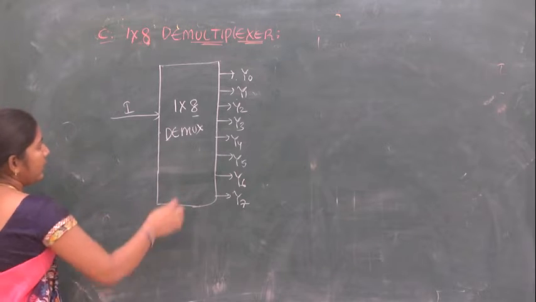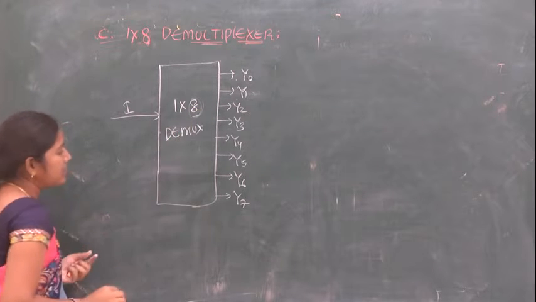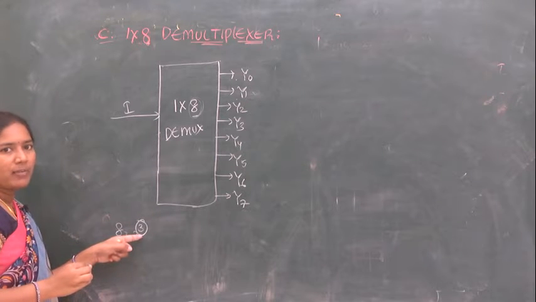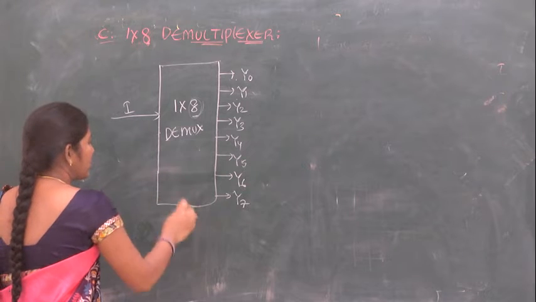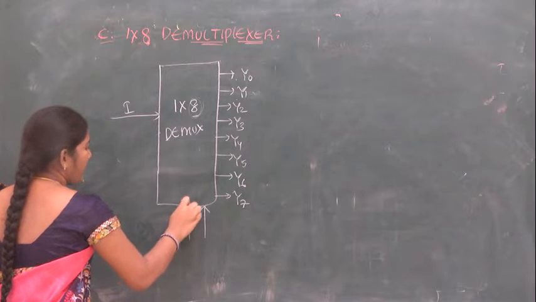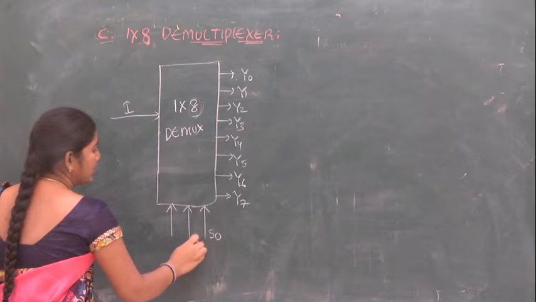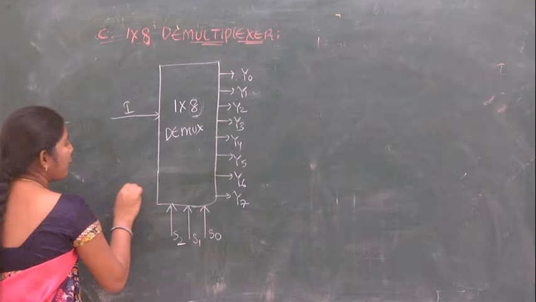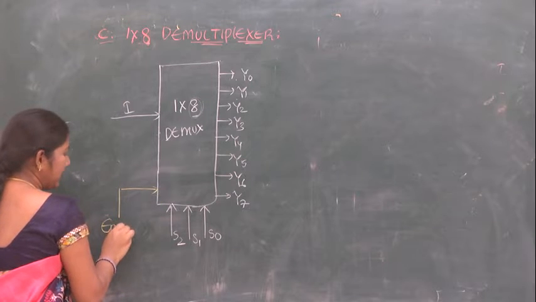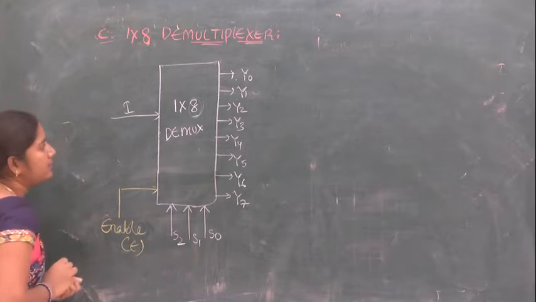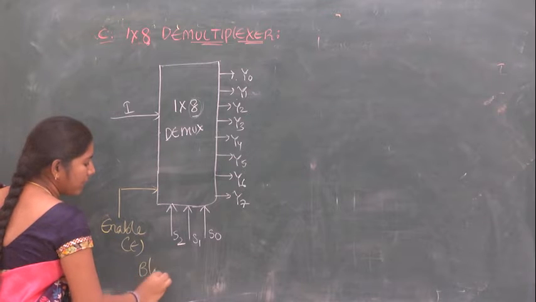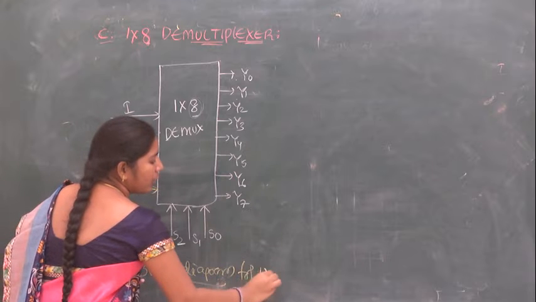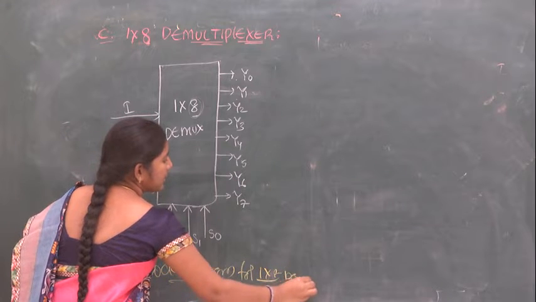Okay? And as we are having 8 outputs, we can write 8 as 2 cube. This power value is always the selection line value. So here we require 3 selection lines. We'll take S0, S1, S2 as the required selection lines. And in addition to this, we'll have one more input, which is enable E. So this is the block diagram representation for the 1 cross 8 DEMUX.